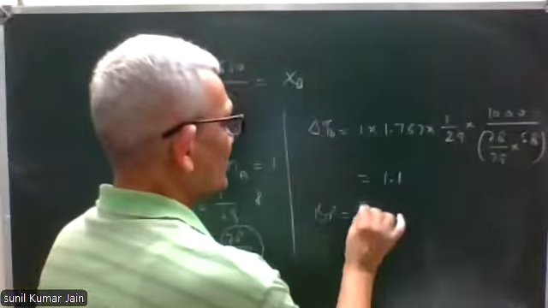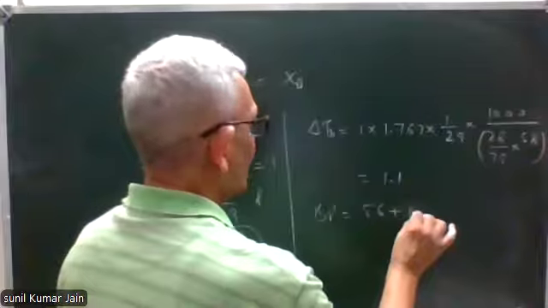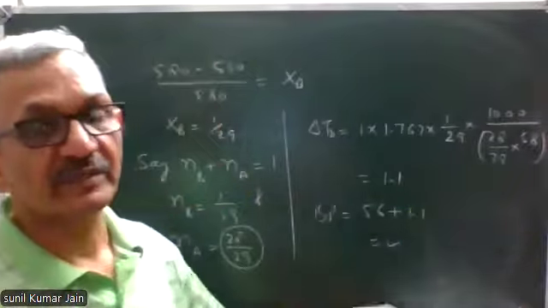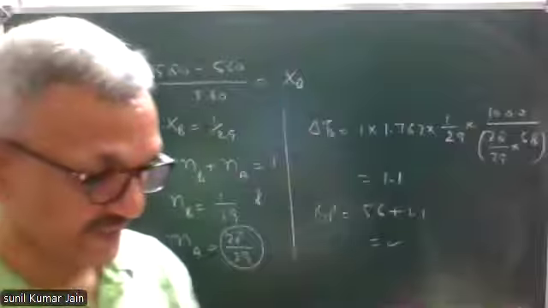So the boiling point of the solution would be 56.56 plus 1.1, which is 57.1 degrees centigrade.